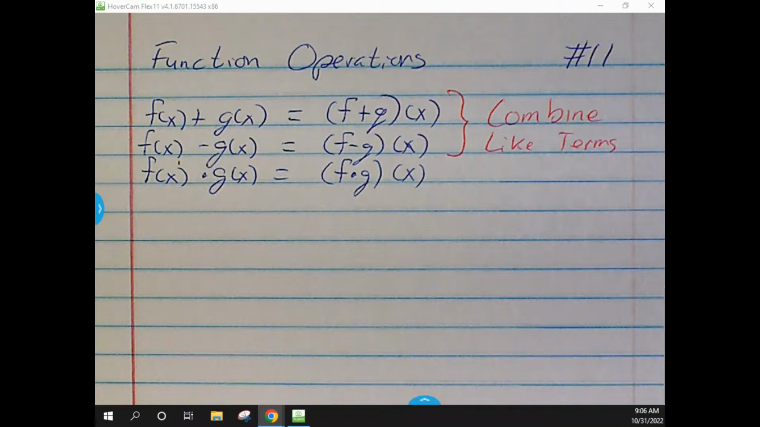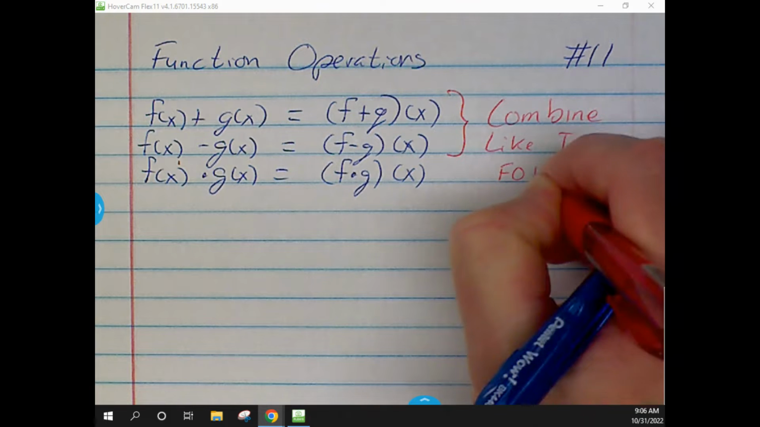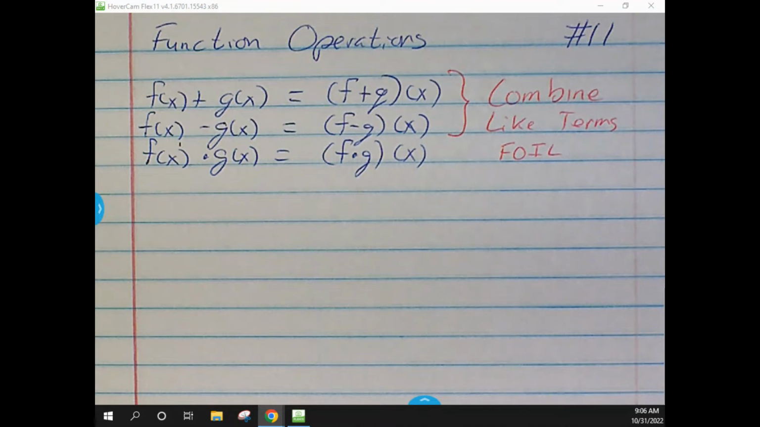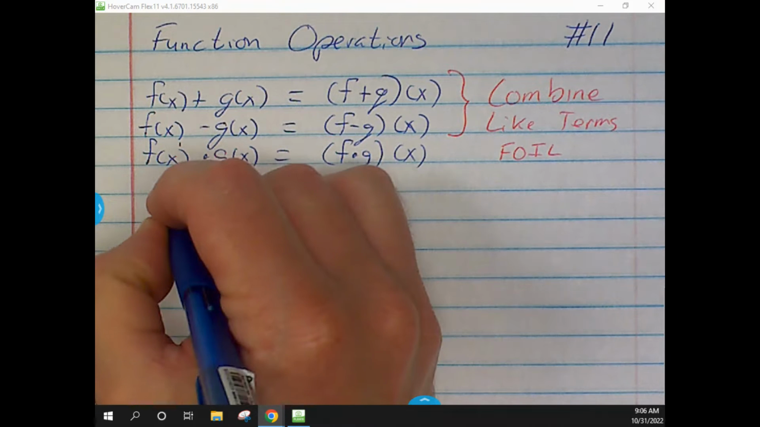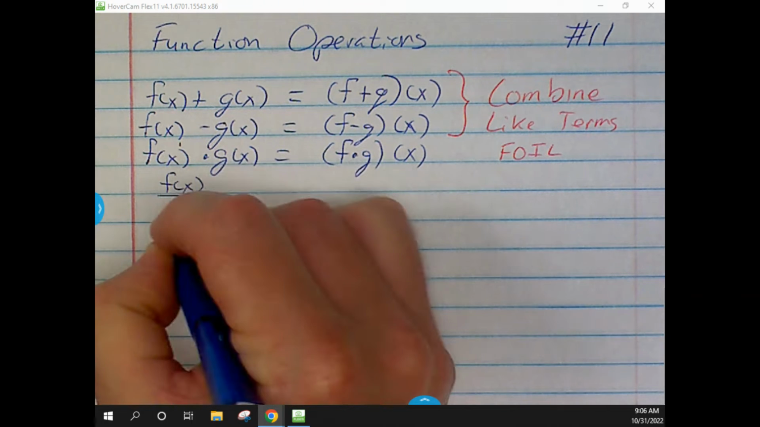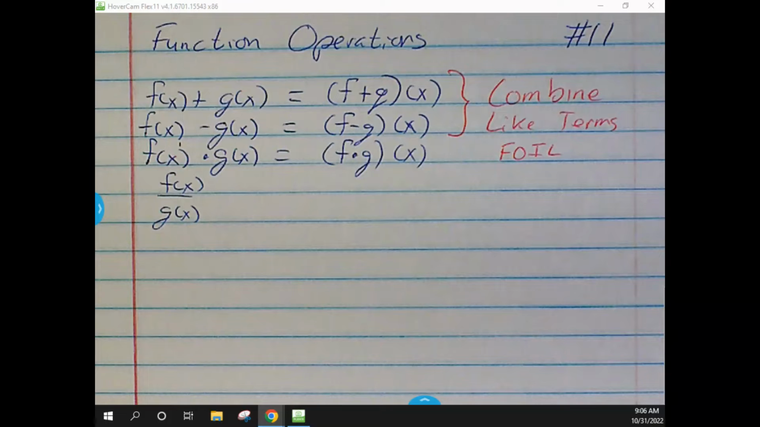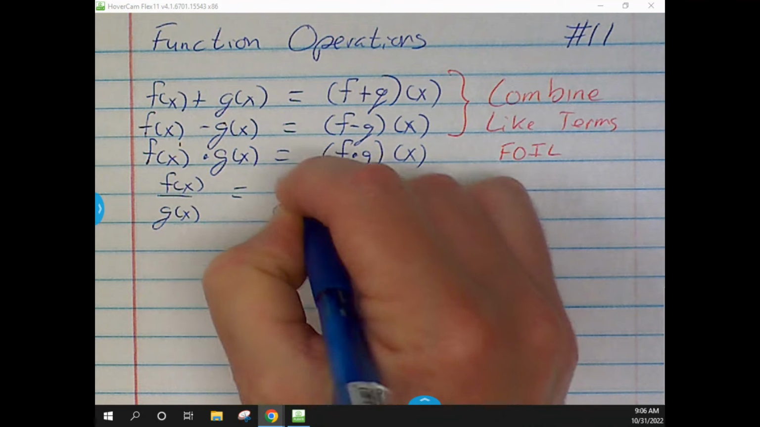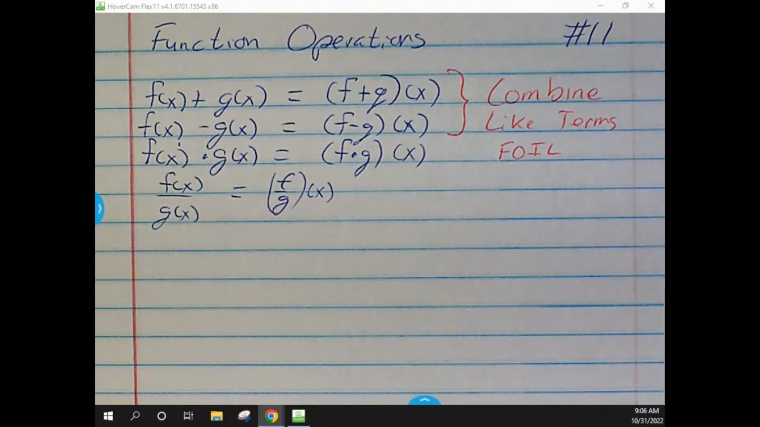All right, if we're doing f of x times g of x, it's multiplication. In that sense, you might have some distributive property, but a lot of it is going to be just doing the FOIL method. And division, f of x divided by g of x, could look like that. This one doesn't really look a whole lot different. It could look something like that.